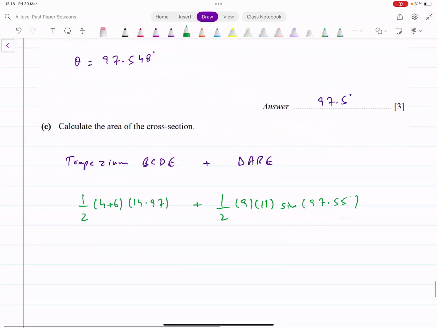Now you can evaluate this. That's going to give you the total area. 10 divided by 2 multiplied by 14.97. That's giving me 74.85 plus 9 into 11 divided by 2 into sine of 97.55. And that turns out to be 49.07. The total area is 123.9. That is the area of this cross section.